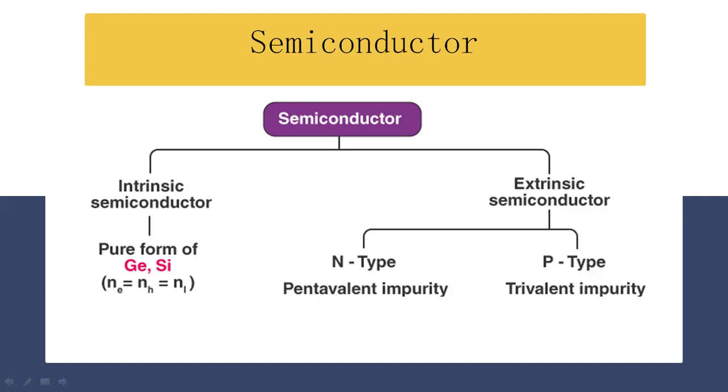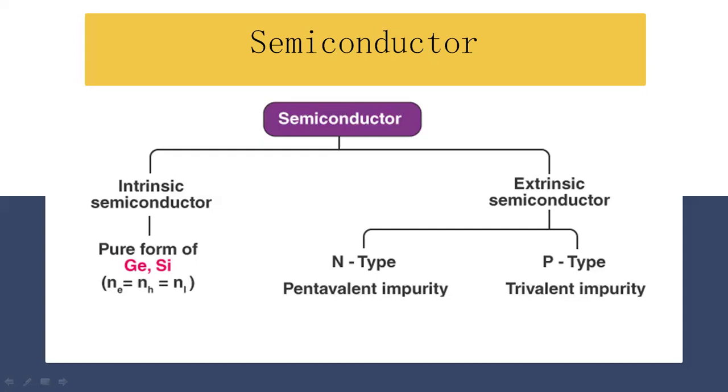Whereas extrinsic semiconductors are the type of semiconductor in which we add some impurities into our pure semiconductor. Based on what type of impurity we add, we can have two types of semiconductor: N-type semiconductor and P-type semiconductor. When we add pentavalent impurities to our semiconductor, we form an N-type semiconductor. And when we add trivalent impurities to our semiconductor, we form a P-type semiconductor.